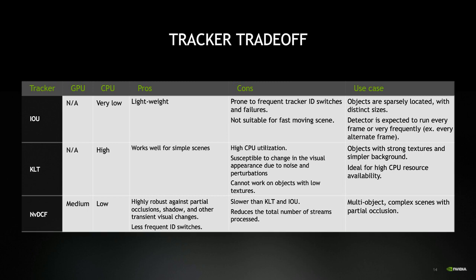The third and the final tracker is the GPU-based NVDCF tracker. This is a highly robust tracker and works reasonably well against partial occlusions. This is less prone to ID switches. The downside of the NVDCF tracker is it's slower than KLT and IOU due to increased computational complexity. Since it's a GPU-based tracker, it will reduce the total number of streams processed. So overall, with three trackers, developers can choose between a tracker that offers the highest performance or a tracker that offers high accuracy and robustness when making their choice.